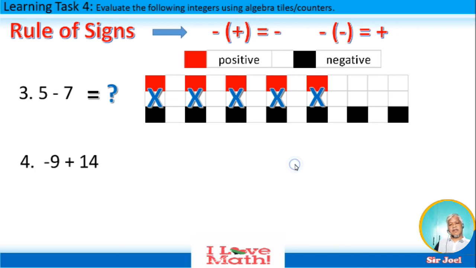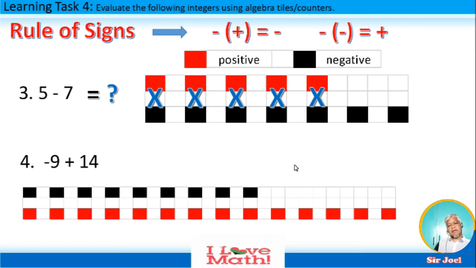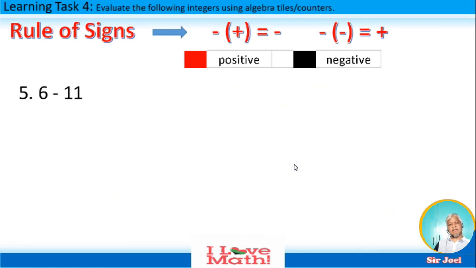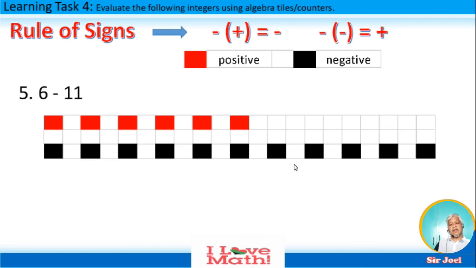Next, problem number 4. Negative 9 plus 14. Negative 9, positive 14. Gawa tayo ng 9 black square kasi negative 9. At 14 red square, gawa ng positive 14. Nagtapat ang black-red. Cancel, yun ang natira. Ibig sabihin, yun ang sagot sa problem number 4. Problem number 5, 6 minus 11. Positive 6, negative 11. So, gawa ka ng 6 red square at 11 black square. 6 red square, gawa ng positive 6. 11 black square, gawa ng negative 11. Nagtapat ang red-black, cancel, yun ang natira. Ibig sabihin, yun ang sagot sa problem number 5.